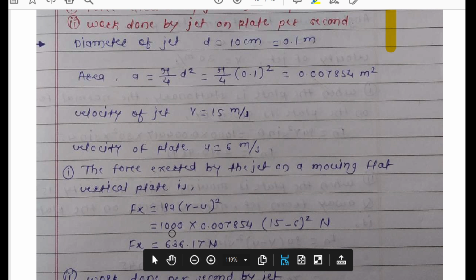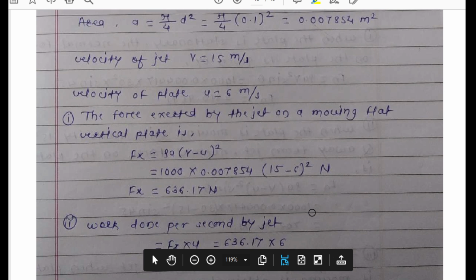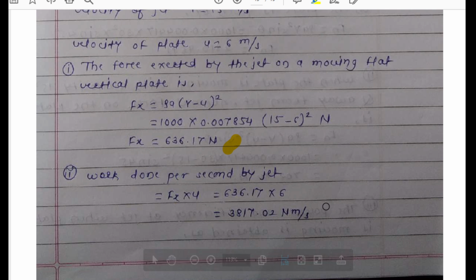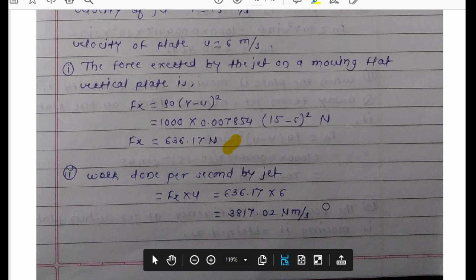Put all the values: rho is 1000, a we have calculated, the velocity of the jet is 15 and the velocity of the plate is 6, into bracket square. The value of the force will be 636.17 newtons.